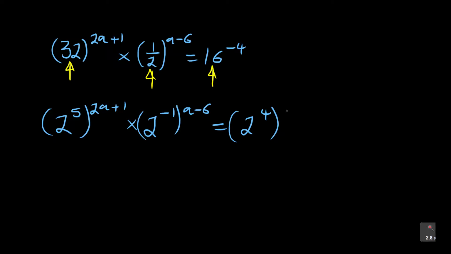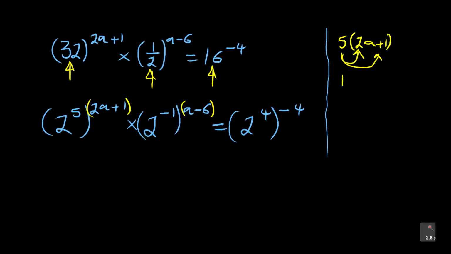Also, it's good to put brackets. So what it means is 5 is multiplying the 2a plus 1. Always know that. So it's also good to put brackets like this, so that you open it like that.